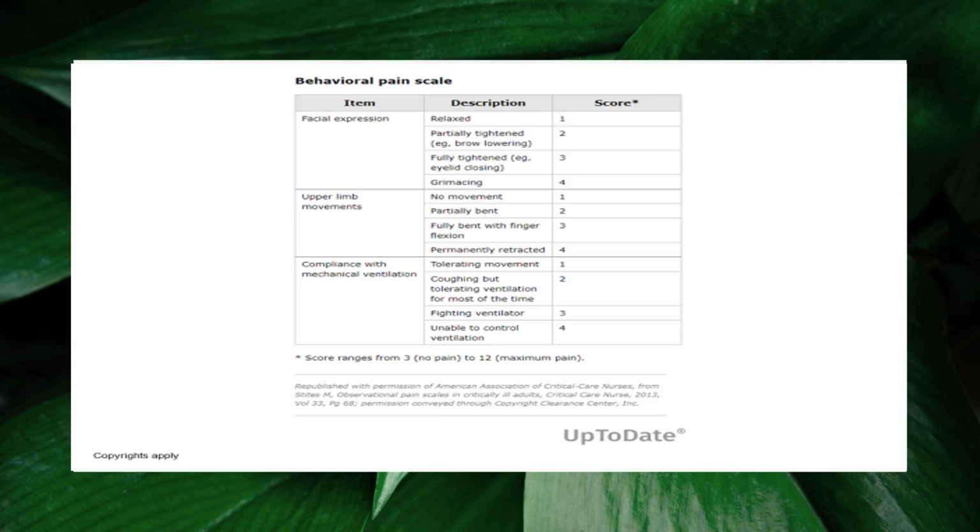BPS or behavioral pain scale is used in non-communicating patients. In this pain assessment tool, facial expression, upper limb movement, and compliance with mechanical ventilation are assessed. Each of these three parameters is assessed on a 1 to 4 scale, so the total score ranges from 3 when there is no pain to a maximum score of 12 defining maximum pain.